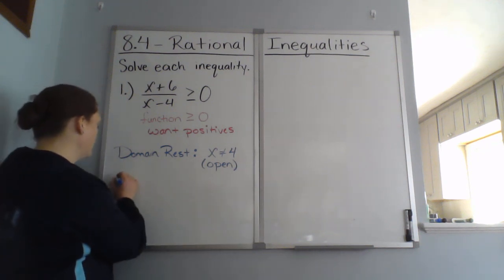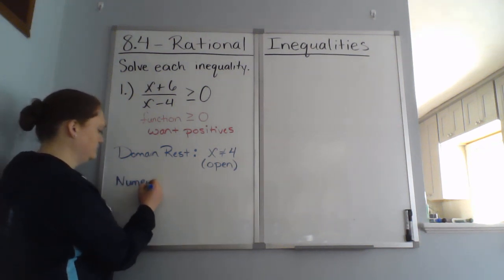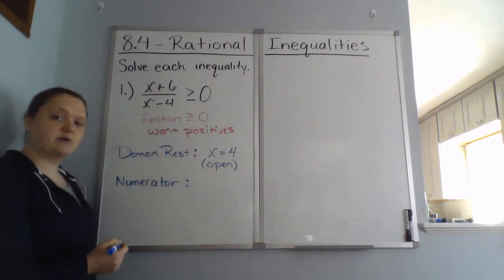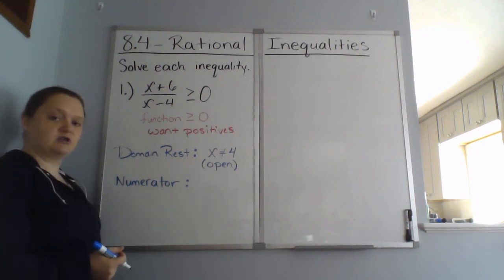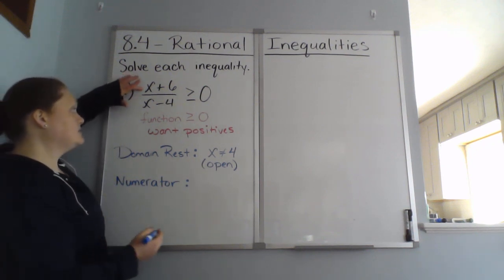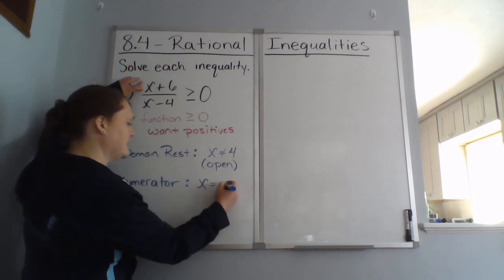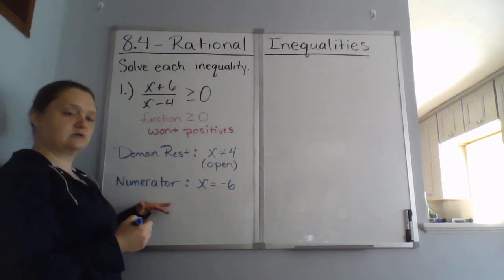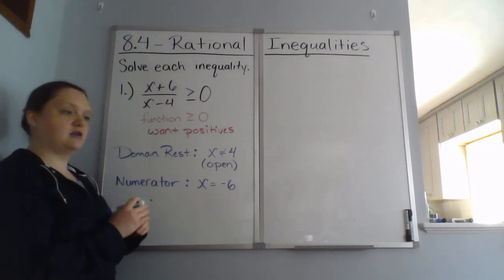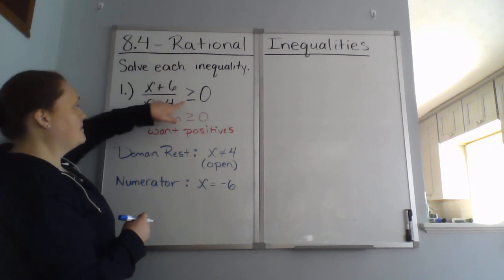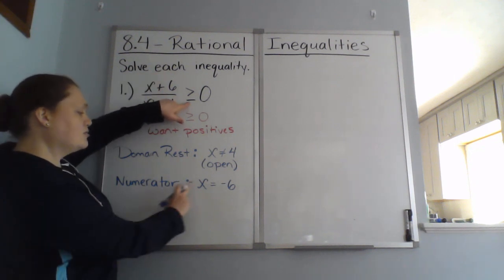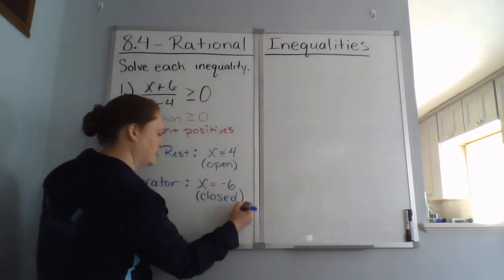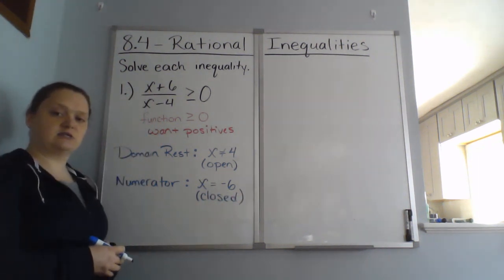Then we want to look at the numerator equal to 0. We want to figure out what number will make the numerator of our expression equal 0. So if I do x plus 6 equals 0, I get x equals negative 6. Then you have to decide with the numerator part, which are technically x-intercepts, are they open circles or closed circles? Because there's an equal to here, the numerator part can be a closed circle instead. So we're going to have a closed circle at x equals negative 6.